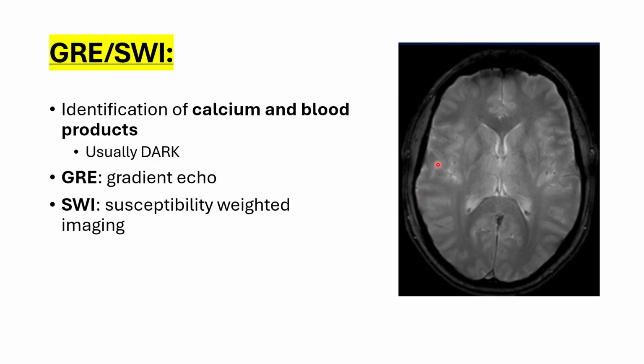These scans I'm not going to talk a lot about just because I don't know much about them, but GRE and SWI are looking at calcium and blood products. Usually they would be dark. GRE is gradient echo, SWI is susceptibility weighted imaging.